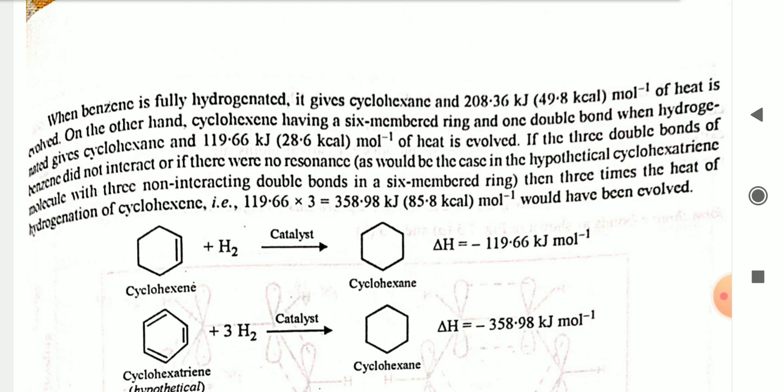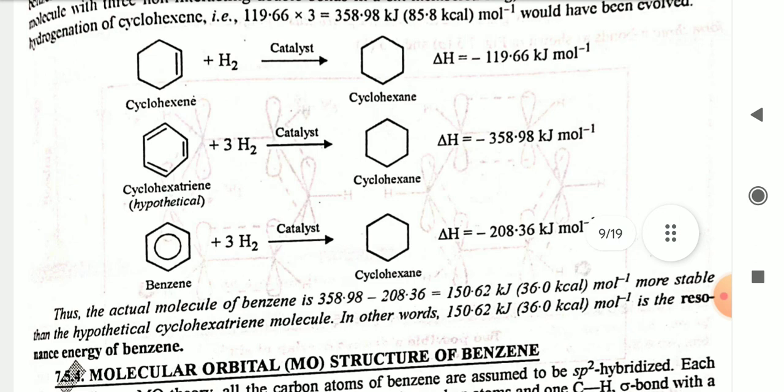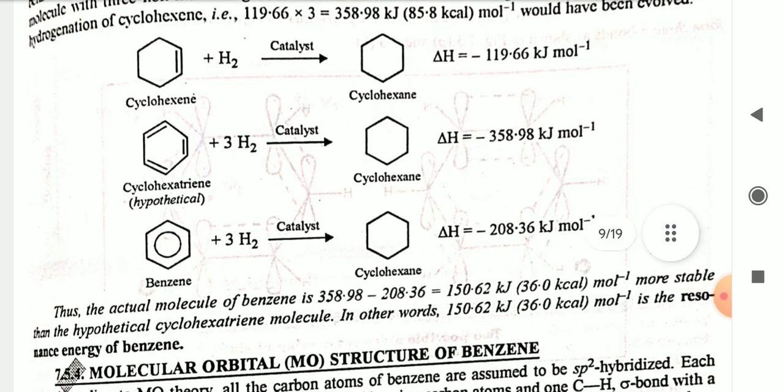Cyclohexatriene hydrogenated to give cyclohexane would release minus 358.98 kilojoule per mole. Benzene gets hydrogenated to give cyclohexane and releases minus 208.36 kilojoule per mole. The actual molecule of benzene is 358.98 minus 208.36, which gives 150.62 kilojoule or 36 kilocalorie per mole, more stable than the hypothetical cyclohexatriene molecule. In other words, this 150.62 kilojoule or 36 kilocalorie is the resonance energy of benzene.